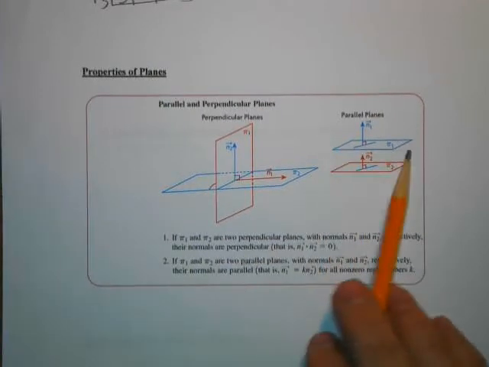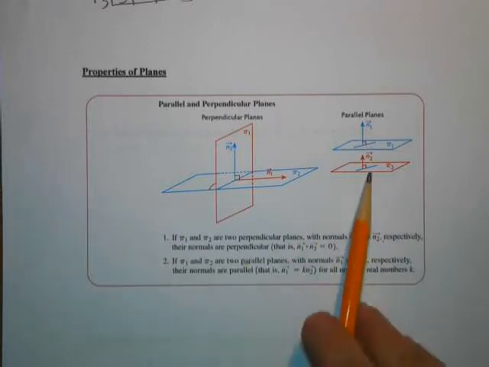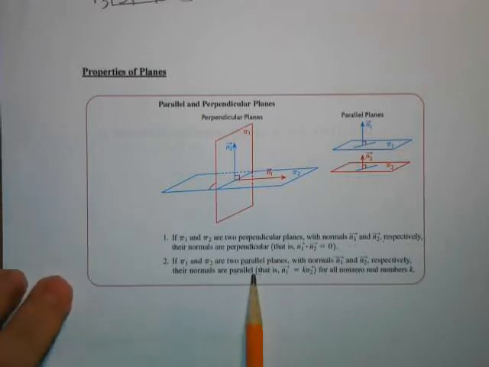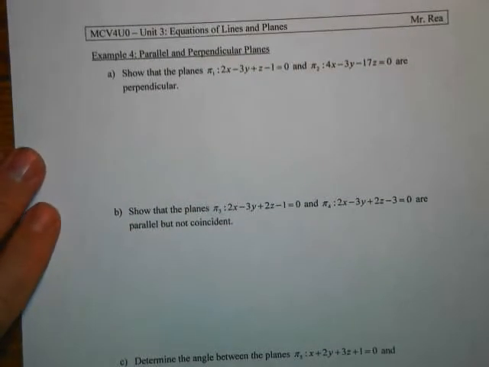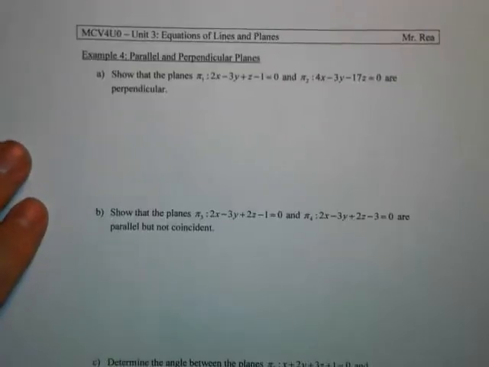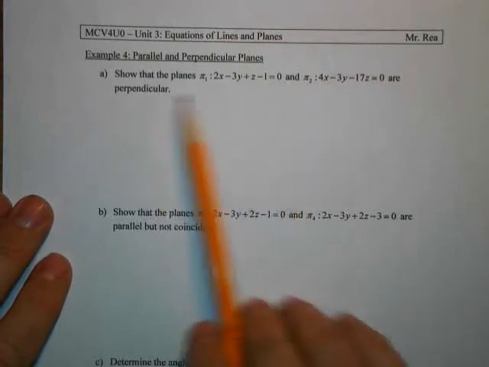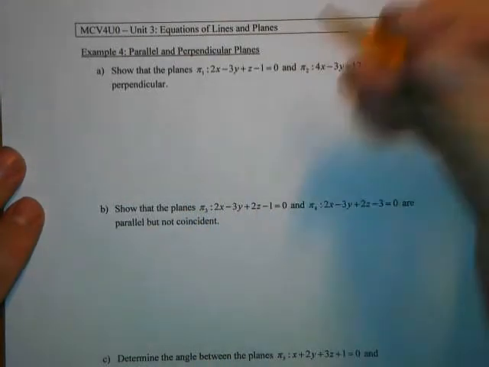Now, if in this case you've got two planes that are parallel, well, the normals n1 and n2 will also be parallel. I think it follows by logic. And therefore, their normals must be scalar multiples of each other since the normals are parallel. Okay, so let's use that information for the last example. So it says show that the planes, and we have Cartesian equations for plane 1 and plane 2, show that they're perpendicular.